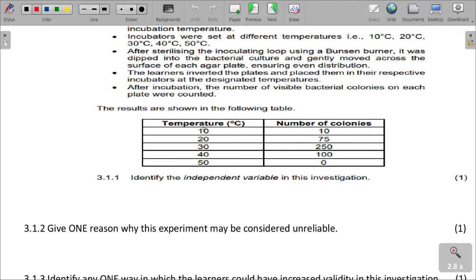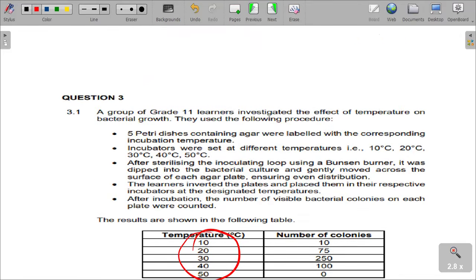So we have the temperature that is given here, and then we also have the number of colonies. So we have the question which says, identify the independent variable in this investigation. So now we need to understand that we are looking at an investigation that has to be looked at based on the number of colonies that can be established.